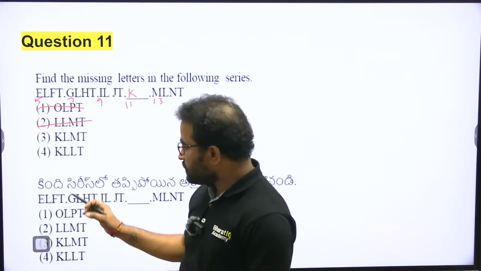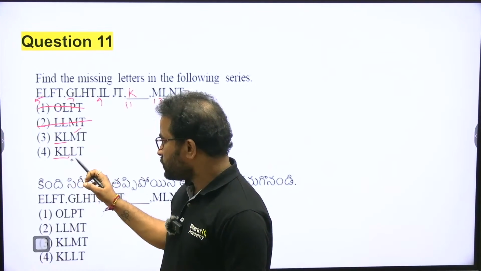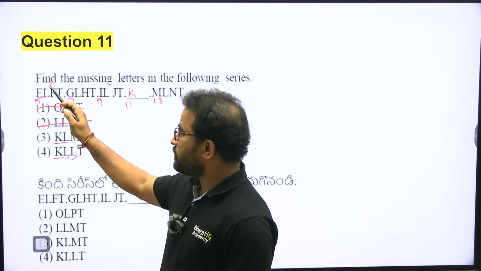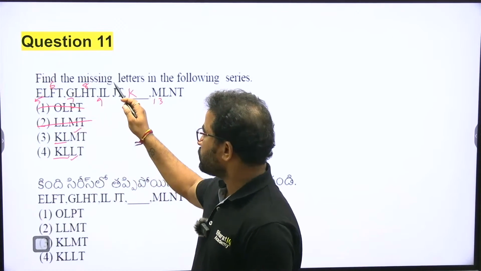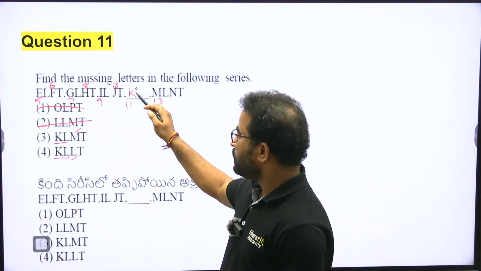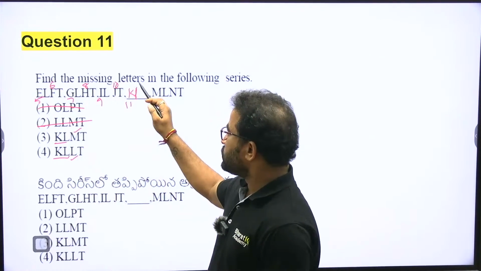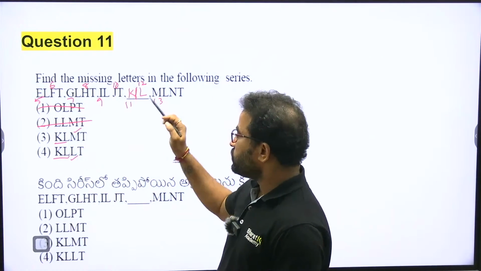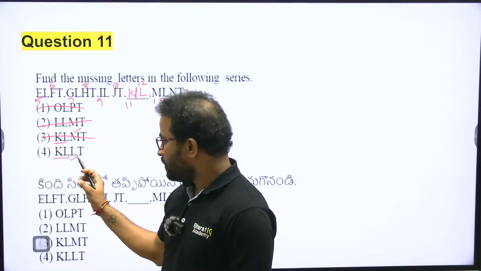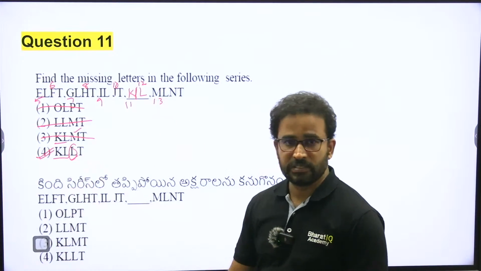Now compare these two, KL and KL: which one is different? The third position is different. Now you can work it out with the third position. The third position here is 6, this one is 8, this one is 10. 6 is an even number, 8 is even, 10 is even. The other positions need no work because both are the same. After 10, the next even number is 12. So the third position must be L only. So which option has K in the first position and L in the third position? Only the fourth option. This is the right answer.